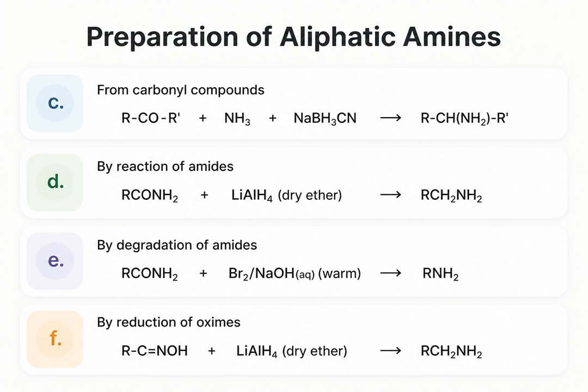Amides offer two different pathways. If we simply reduce an amide with lithium aluminum hydride, we get an amine with the exact same number of carbon atoms. But if we use the Hofmann degradation, warming the amide with bromine and sodium hydroxide, we actually lose the carbonyl carbon as carbon dioxide, resulting in an amine with one less carbon atom. Finally, reducing oximes with lithium aluminum hydride also yields primary amines.